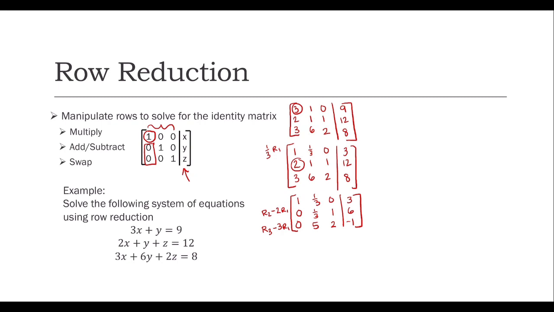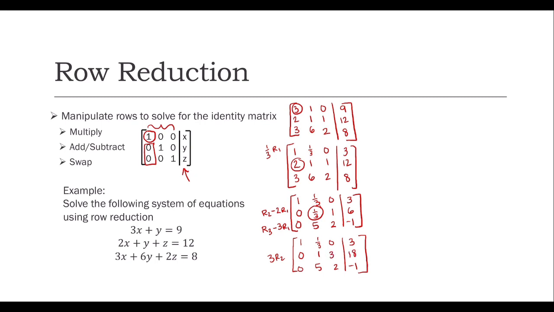So we move on to our second column, where our middle value is going to need to be a 1. So we're going to multiply our second row by 3. So row 2 times 3. So rows 1 and 3 will stay the same. And our second row is multiplied by 3. So we have 0, 1, 3, 18.